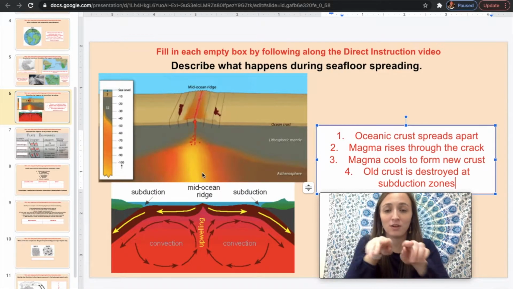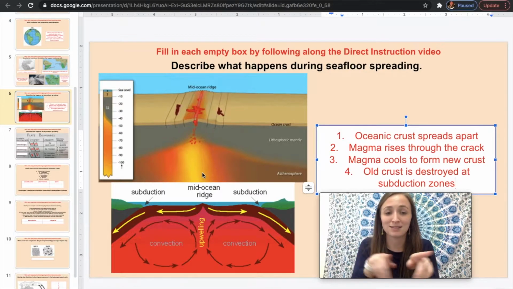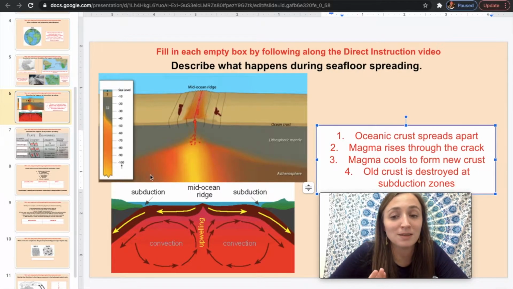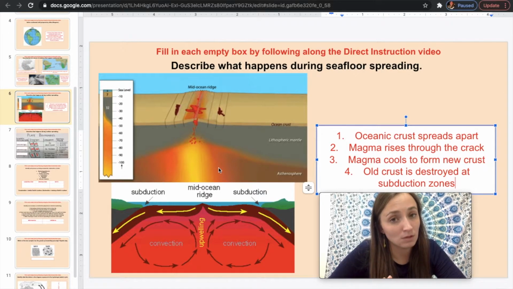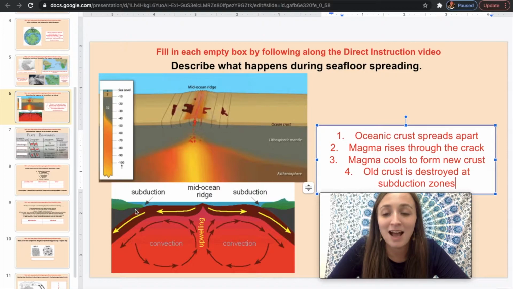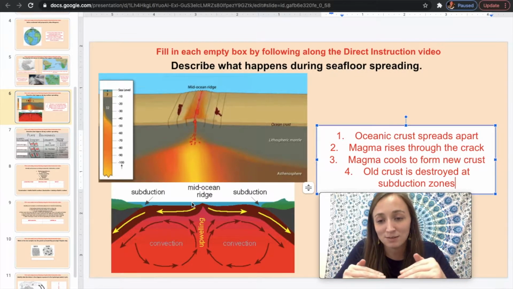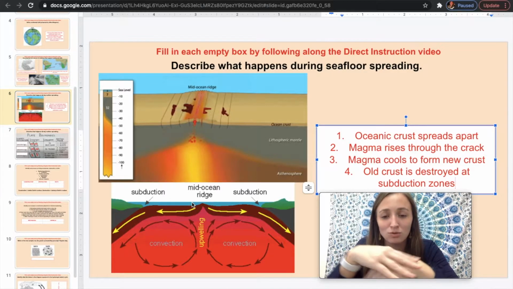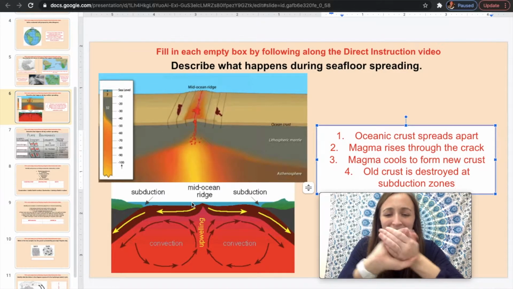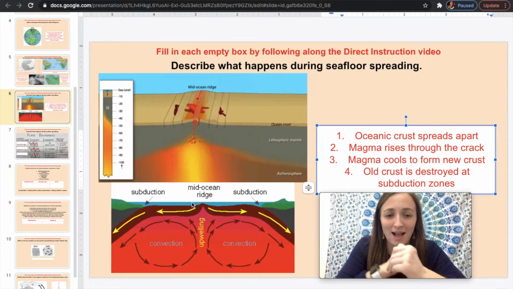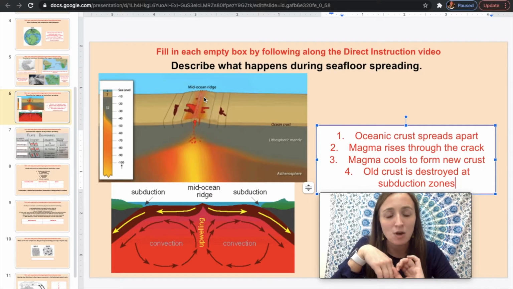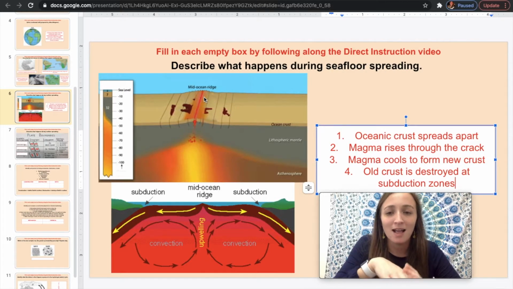So here we've got the ocean floor separating, spreading to make new crust. And then down here at what we call our subduction zones, remember we talked about those with volcanoes, at those subduction zones, that is when that old crust is going to sink back down into the earth and be destroyed. That last part isn't nearly as important as steps 1 through 3 because this is how that new crust is being made.